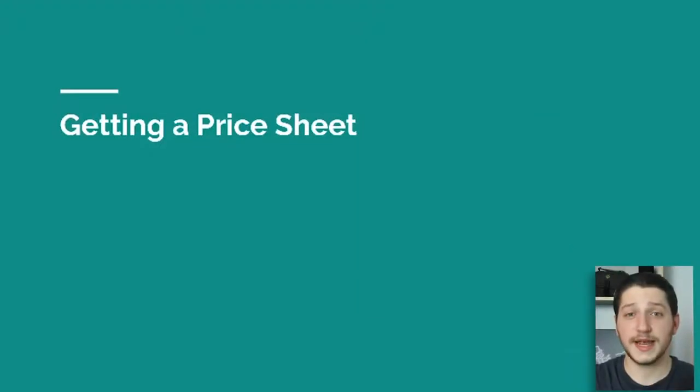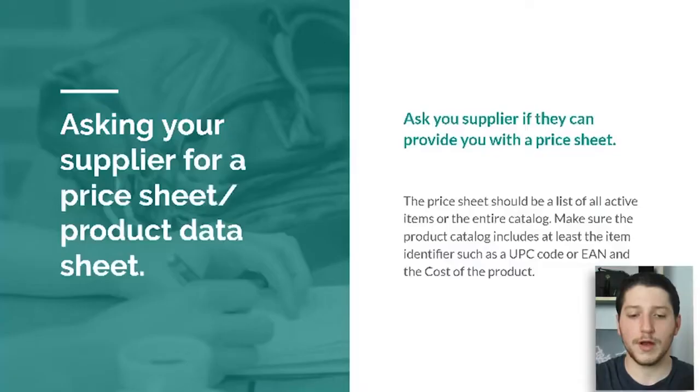The first step is to get a product data sheet from our supplier, also known as a price sheet. So what you're going to do is ask your supplier for a price sheet or a product data sheet. Typically, you can either just ask them, you can call them up, or you can email them, and they'll be able to send you one directly. Or if you're working with a larger wholesaler or a larger distributor, you can go directly to their website and download it there.